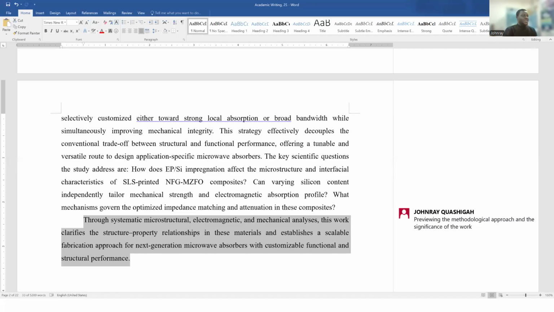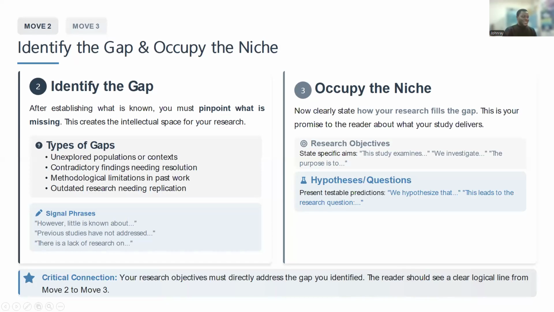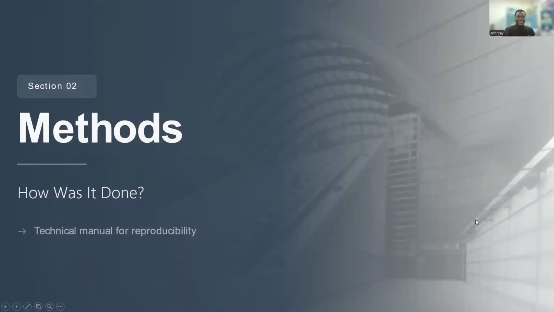Okay, now we'll move on to the next step, which is the methodology. I'm sure today we'll be able to do only 2 of them. Maybe another day we'll continue. Okay, so the method.